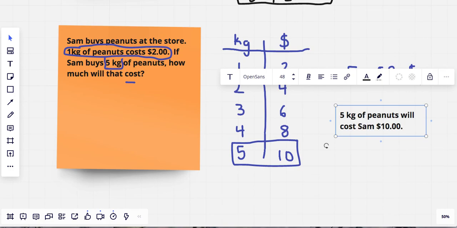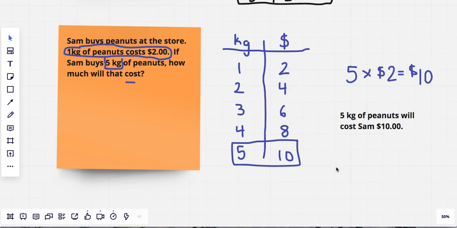So in today's work, boys and girls, do your best to try to use the T-table strategy if you have the opportunity to use it to help you solve the problem. Good luck and keep thinking.